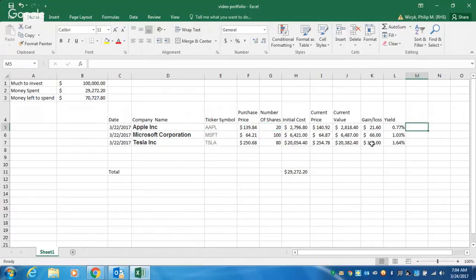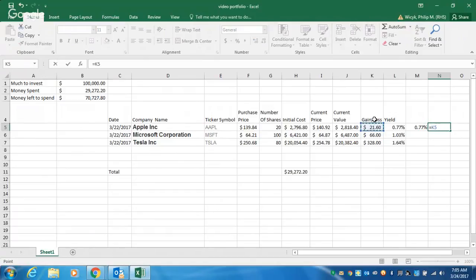You could do it by comparing 1 share to 1 share, but you'd have to keep it comparable. So if I were to take our current price of 1 share and subtract out the purchase price of 1 share, and then compare it back to where we started, you're going to get the exact same answer.